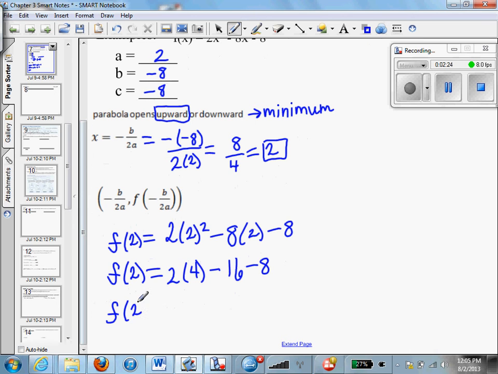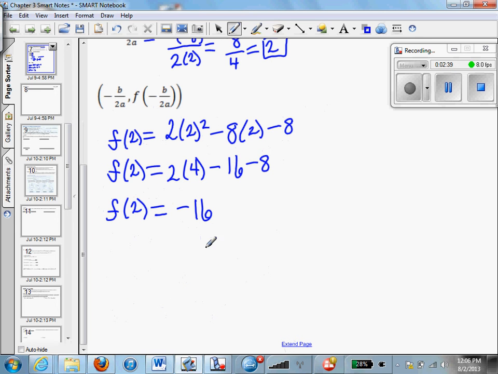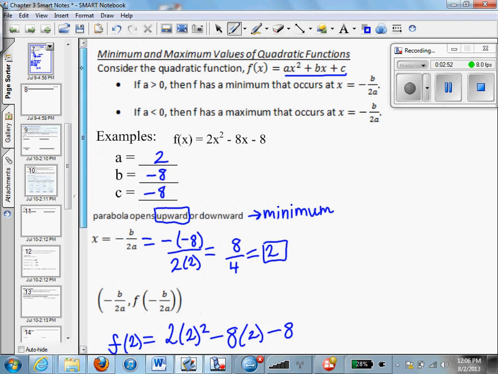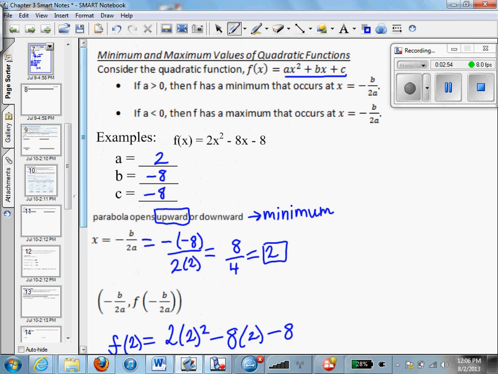If you were to simplify that all the way across, you'd see that f of 2 yields negative 16. The 2 times 4 and the negative 8 will cancel out, just leaving you with the middle term of negative 16. So the minimum occurs at 2, negative 16. And you would do the same procedure if you had a downward parabola giving you a maximum.